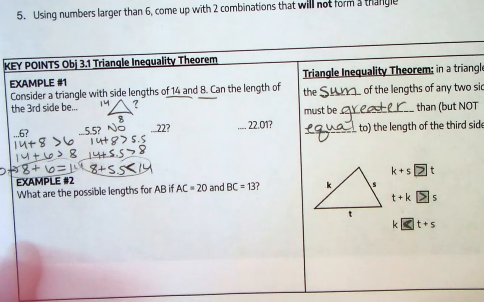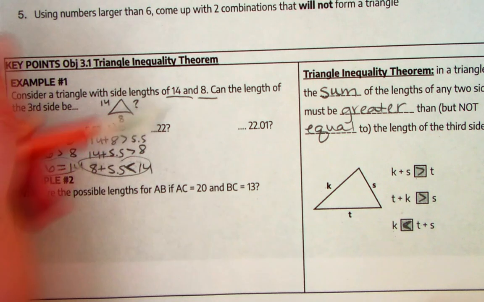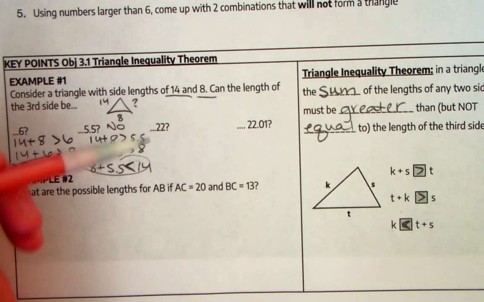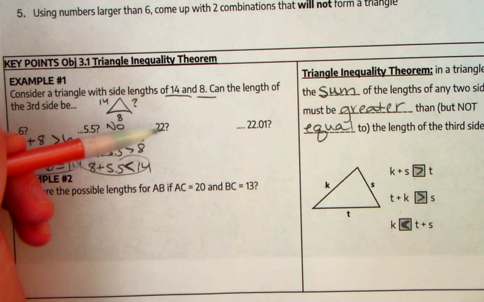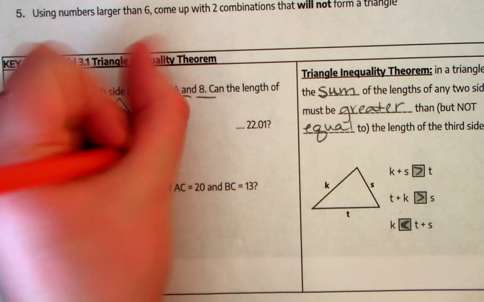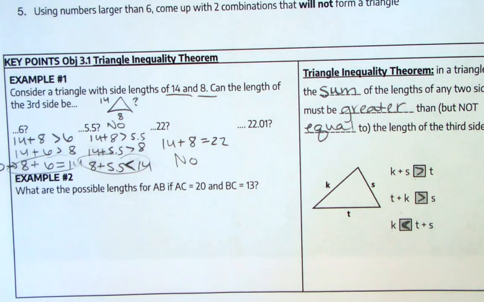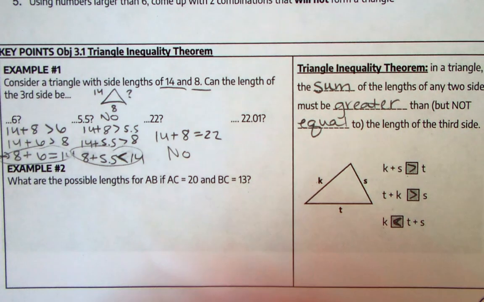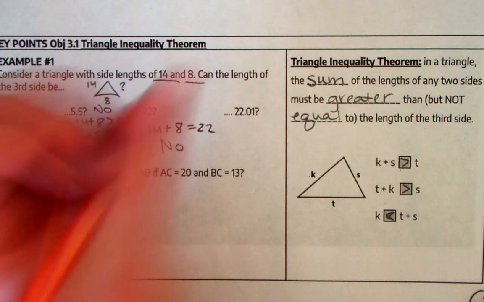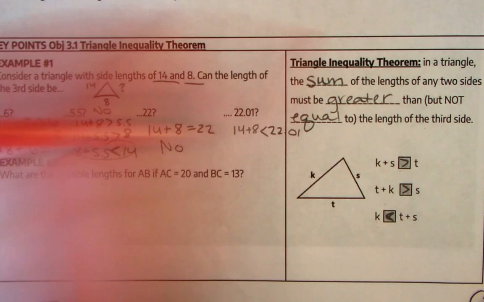Let's try 22, and you'll get fast at these, so you don't necessarily have to write out all three statements. I'm going to see, just in my head, when I add two sides, do I get a value less than or equal to the third side? So if I do 14 plus 8, I already see that that's equal to 22. So that's going to be a no. 14 plus 8 would have to be greater than that third side length. What about 22.1? 14 plus 8 is less than 22.1. So that's also a no.